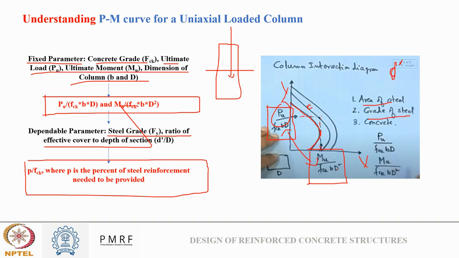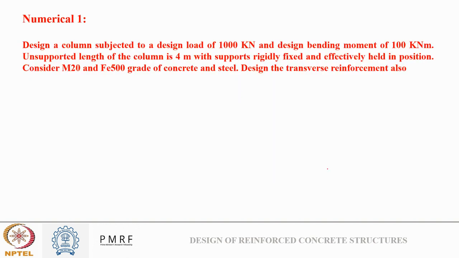Now we will look at one numerical regarding this, so that the application point of view is also clear to everyone. Design a column subjected to a design load of 1000 kilonewton and a design bending moment of 100 kilonewton meter. The unsupported length of the column is 4 meter, with supports rigidly fixed and effectively held in position. Consider M20 and Fe500 grade of concrete and steel respectively. Design the transverse reinforcement also. I will wait for 5 minutes and give you a chance to think how to solve this question and how to proceed, and then I will solve.